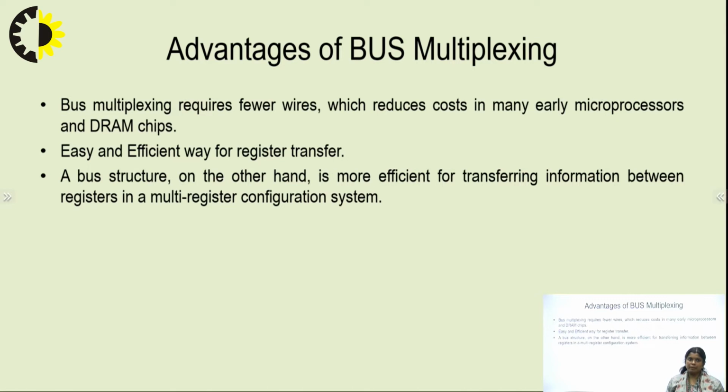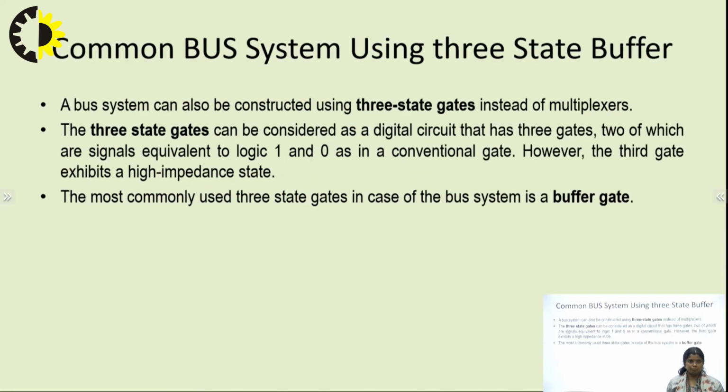These are some advantages of bus multiplexing when we create the common bus system using multiplexers. It is a very easy and efficient way for transferring information between registers, and bus multiplexing requires fewer wires. If we connect all the registers with separate wires, n into n minus 1 by 2 wires are required. In this way, we reduce the number of wires so that the hardware implementation is easy.